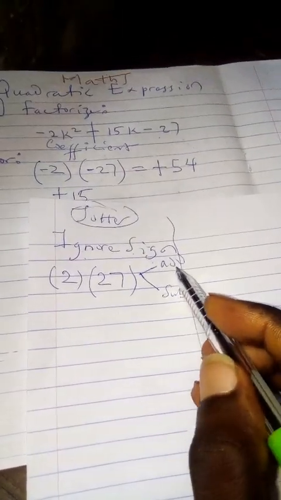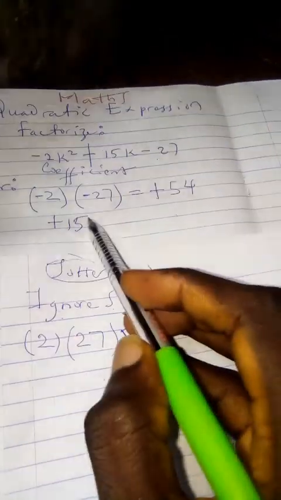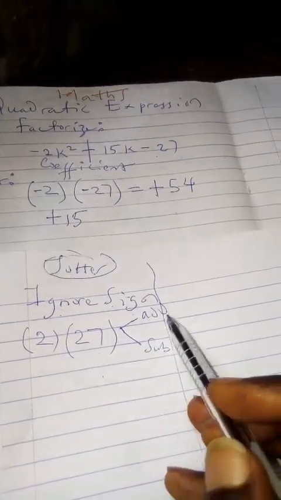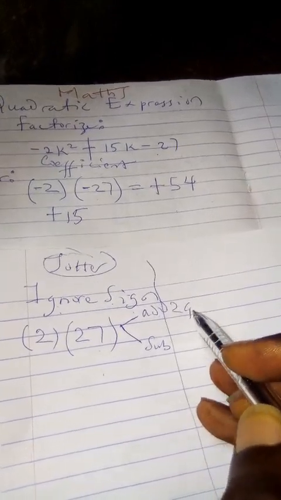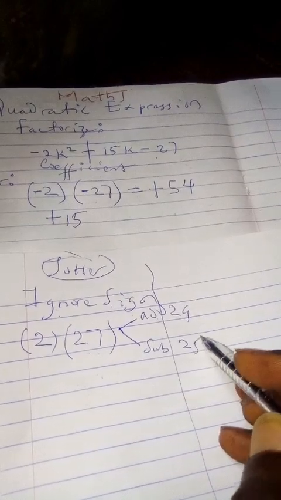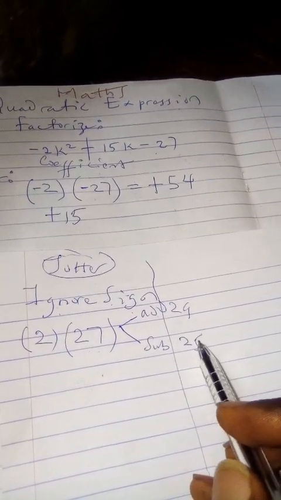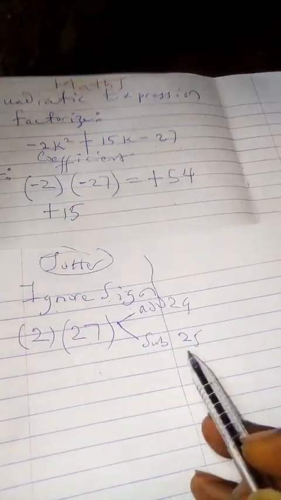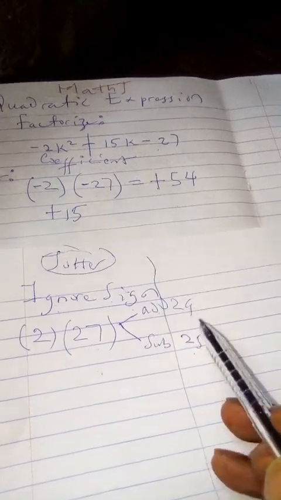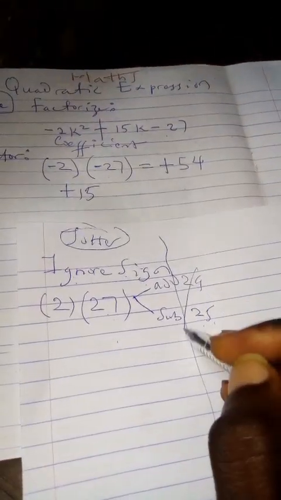Now, if you add them, you get 29. You can see that 29 is not 15. And if you subtract them, you're going to get 25. Make sure that when you subtract them you get a positive answer, okay? But you can subtract anyhow you want. If you subtract them, you get 25. If you add them, you get 29. You can see that these two answers don't look like 15. That means this factor is not going to work.